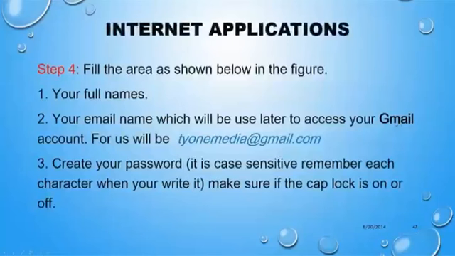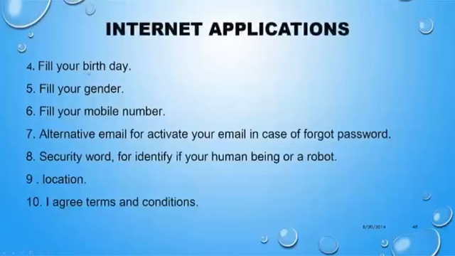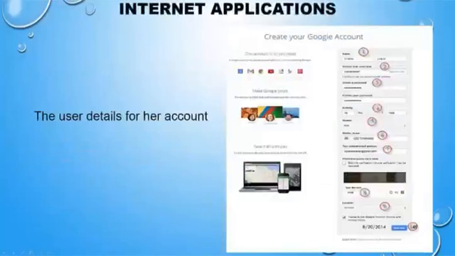After clicking on create account, you will get a form in which you will be required to fill in your full name, your proposed email name, and also your password. Then after that, you fill in your birthday, your gender, your mobile number, and any alternative email address that you may have. You need to set a security word, the location where you are, and finally agree to the terms and conditions of creating any email address.